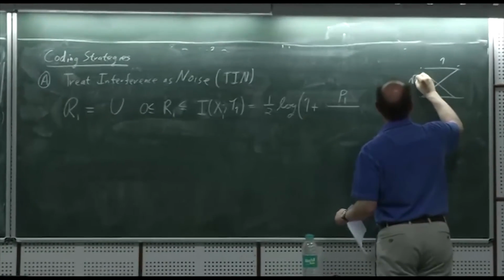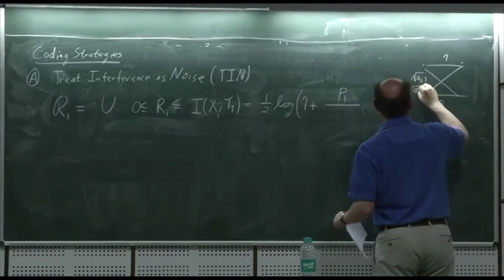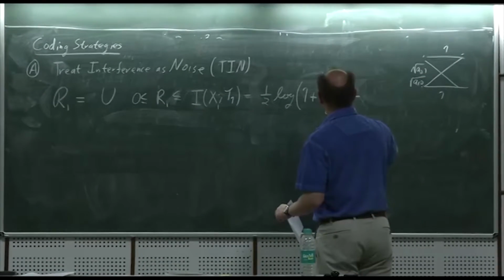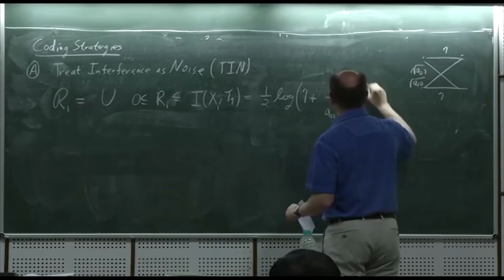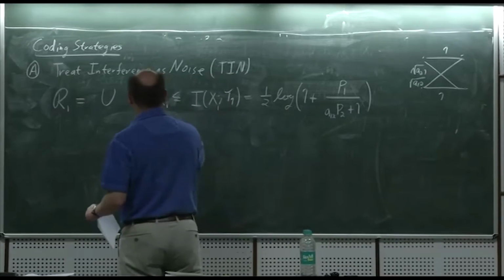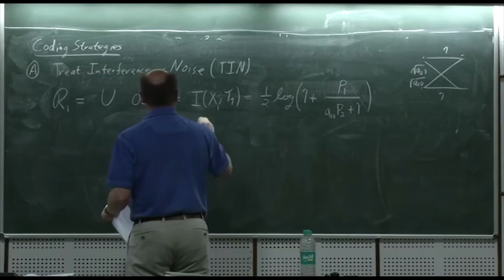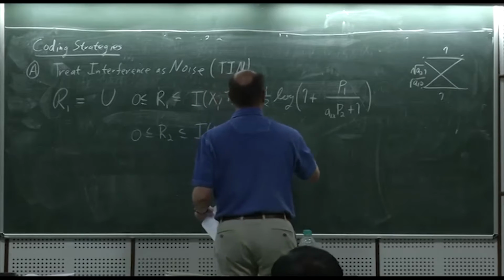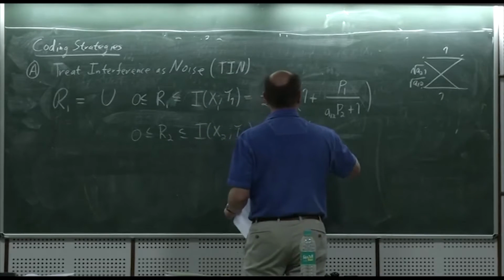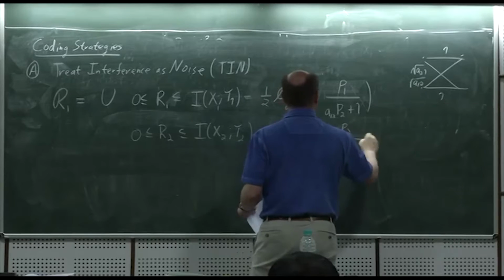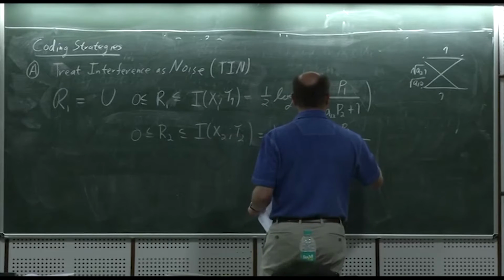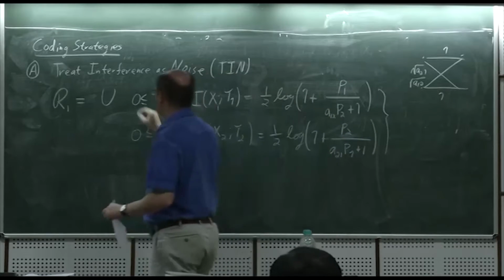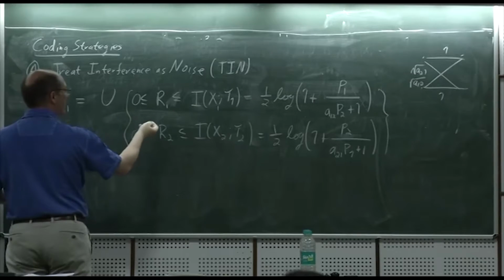This here is root of A21. This is the root of A12. So the interference is coming from here, so it's going to be A12 P2 plus 1. So interference plus noise ratio is 1/2 log of 1 plus P2 over A21 P2 plus P1.